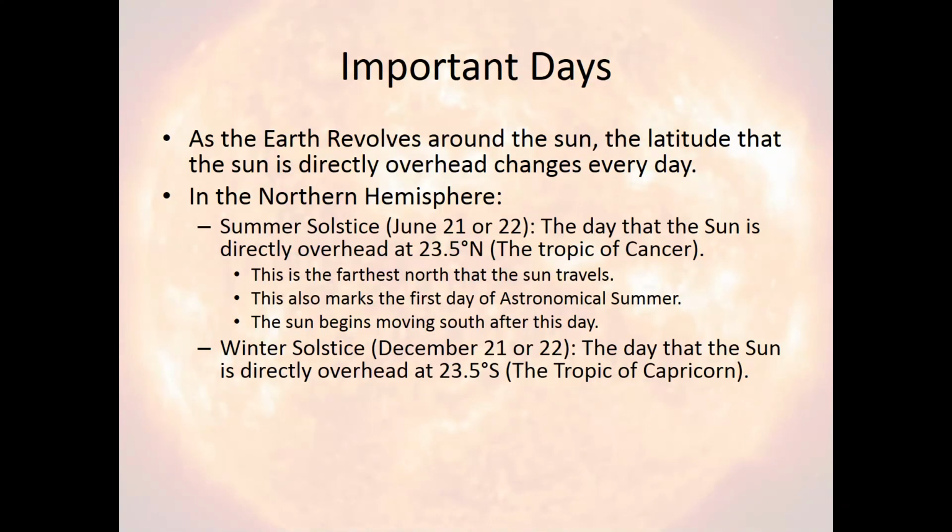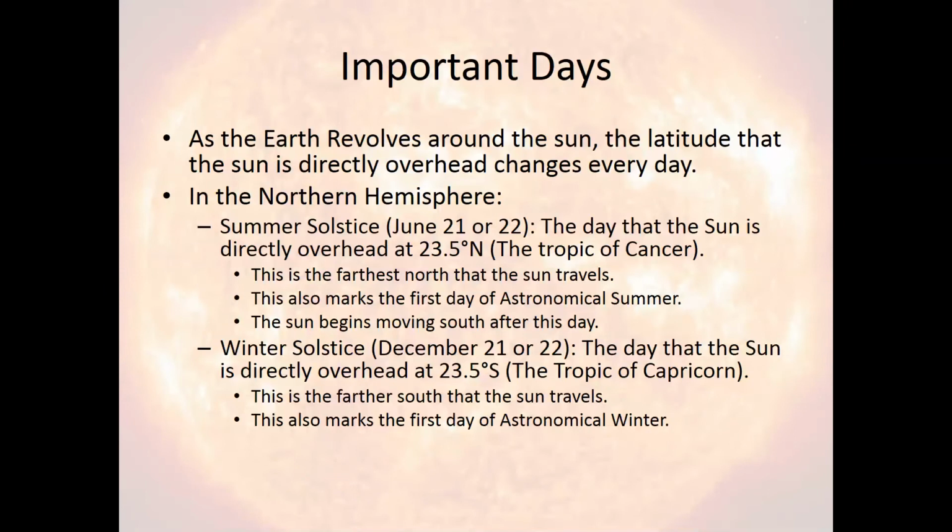On the other hand, 6 months later, the sun is the furthest south that it goes. In that case, it's directly over 23.5 degrees south, which is called the Tropic of Capricorn. That represents the farthest south that the sun travels, and marks our first day of astronomical winter. After that day, the sun begins to move north again.